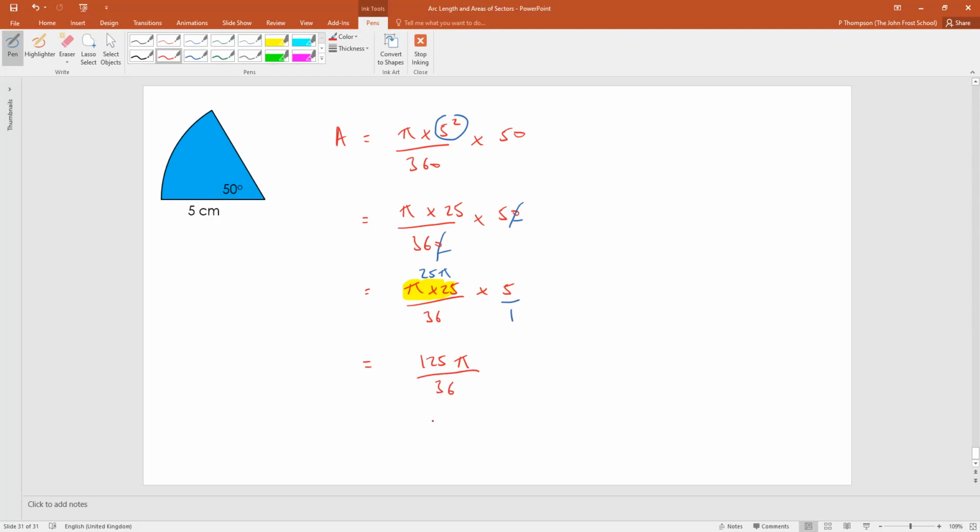Sometimes with these fractions, they will actually cancel down. But if I look at 125 over 36, there's no common factor here. So this fraction is done. In the end, this is as far as I can go. This is a multiple of pi. But don't forget, because it's an area, it will be in centimeters squared. In certain other questions, you'll be able to do a lot more cancelling down, but I picked these numbers at random, so I couldn't do much cancelling here apart from these zeros.